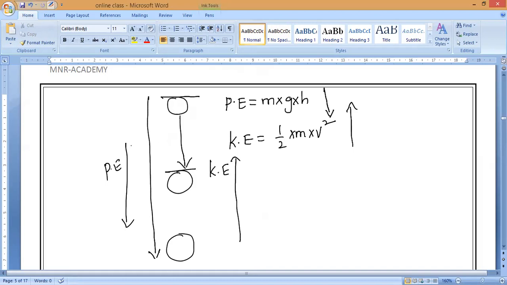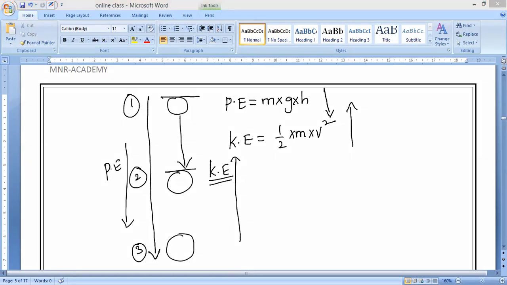So at this point, if we calculate the sum of potential plus kinetic, it is constant. At this position, if you calculate the sum of potential plus kinetic, it remains constant. At this position too, potential plus kinetic remains constant. That is what we call the law of conservation of energy.